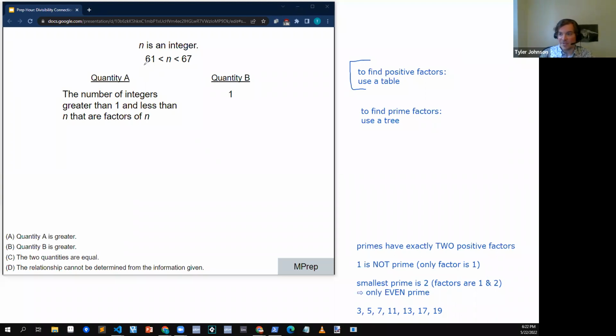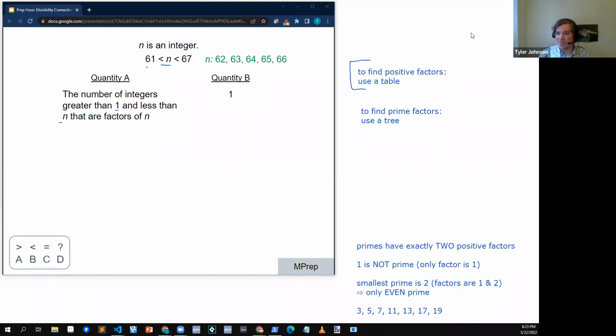So from the upfront info, we know n is going to be between 61 and 67. So I can really whittle n down to 5 different values, right? Between 62 and 66, and it's an integer. Quantity A is pretty verbose here. The number of integers greater than 1 and less than n that are factors of n. But notice how similar that is to our definition of a prime, right? If something is prime, its only factors are 1 and the number itself. And here we're looking for factors other than those. So essentially, we're looking for non-prime values here.